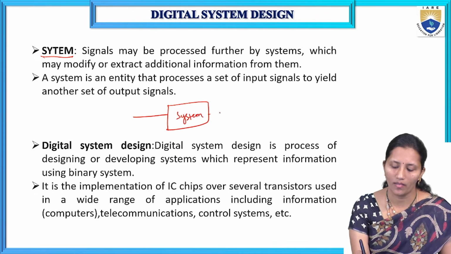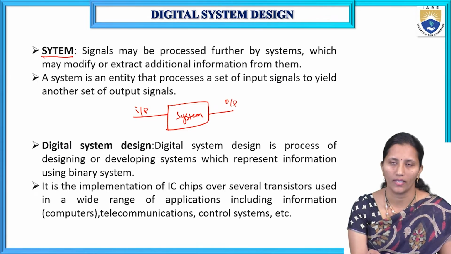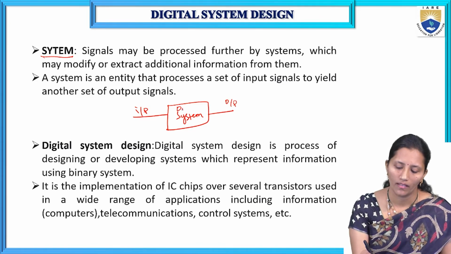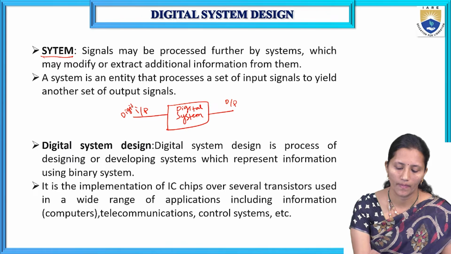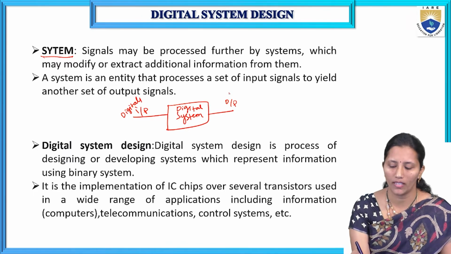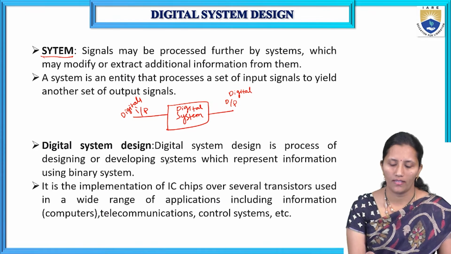for an analog system, the inputs are analog and the outputs are also analog in nature. For a digital system, the inputs we apply to the system are digital inputs, and we get the outputs in digital form only. So, a system is an entity that processes a set of input signals to yield another set of output signals. Okay. So, here the digital system design.